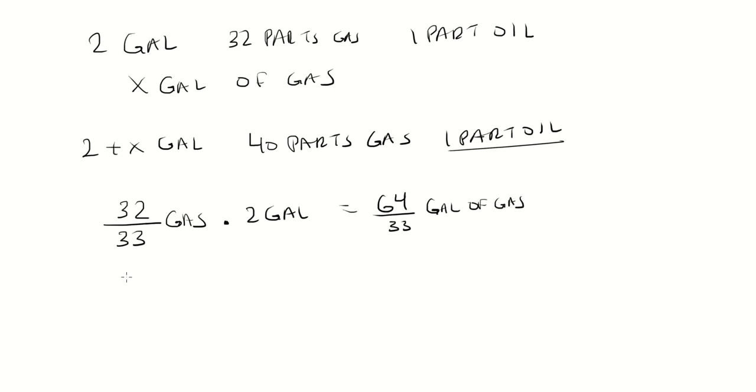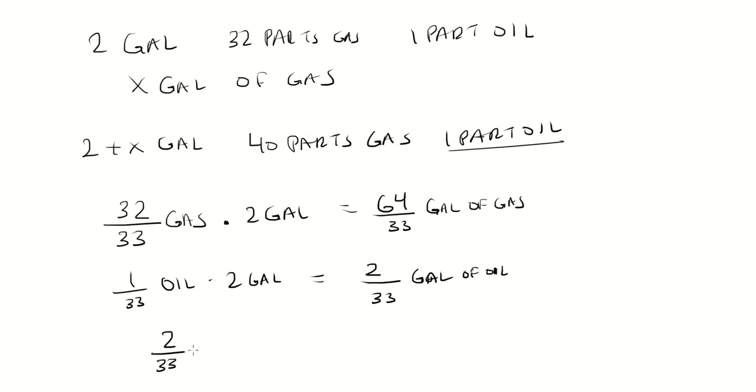So the remaining, which is 1 out of 33, is oil. Multiply that by 2 gallons, and it's going to be 2 over 33 gallons of oil. Now, because we're going to be adding gas only, the oil remains the same. So the oil we're going to have in both scenarios is 2 over 33 gallons of oil.